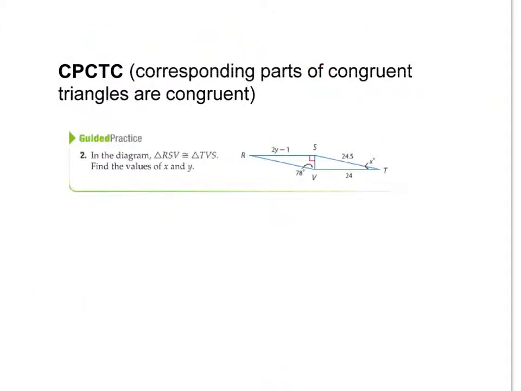Let's solve for X and Y in this problem right here. Let's first start to find angle X. We can see that angle X is the measure of angle T, and T corresponds with angle R. So if we can find out the measure of angle R, then we're all set. I know that angle R must equal 12 because 78 plus 90 plus R is equal to 180, so R is 12, therefore X is equal to 12.